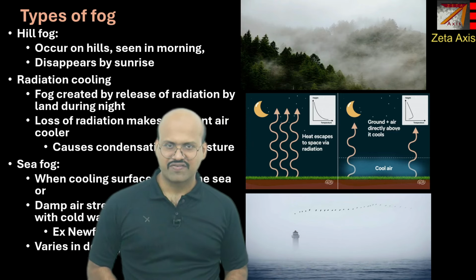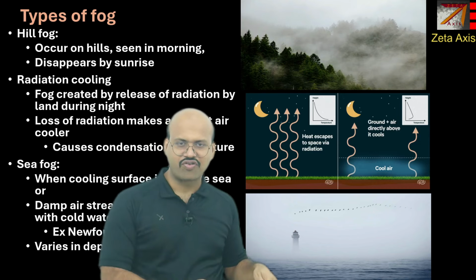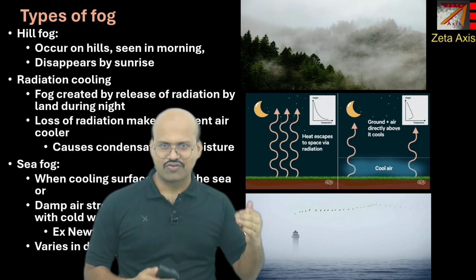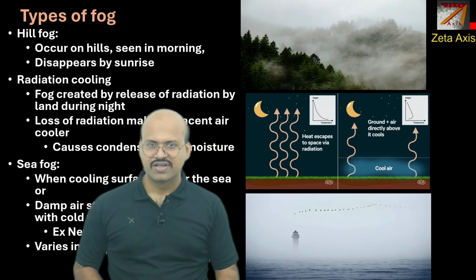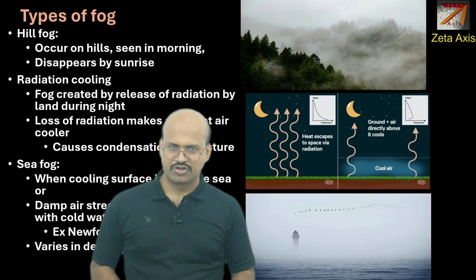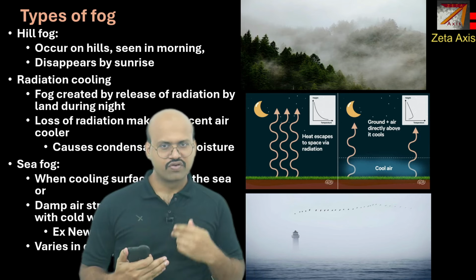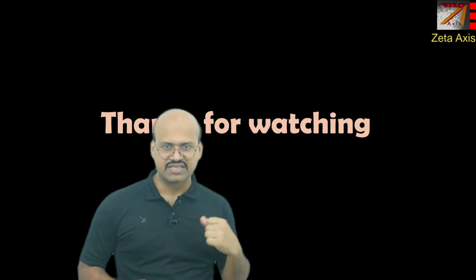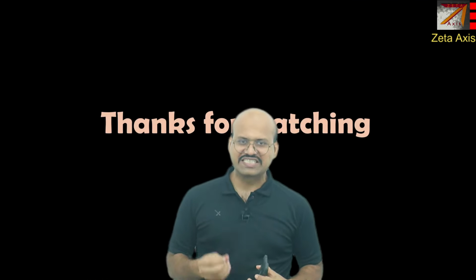Newfoundland is an example where the Labrador current moves in front of Newfoundland and there are westerlies flowing from the tropical region towards the polar region, or towards the higher temperate region. So they carry a lot of moisture and when they come in contact, a lot of fog is found in these regions. With this, we will conclude our video on the 13th chapter of GC Leong.